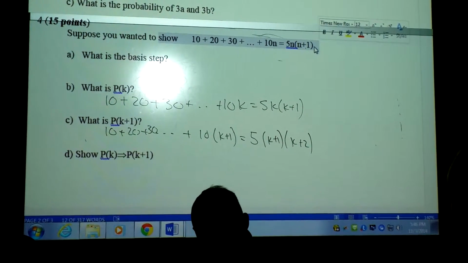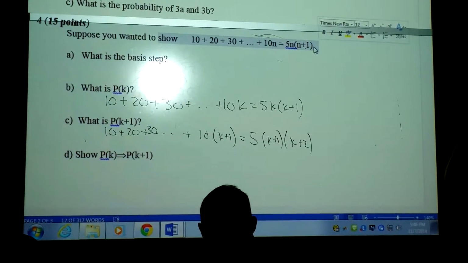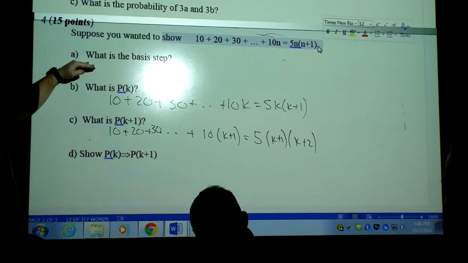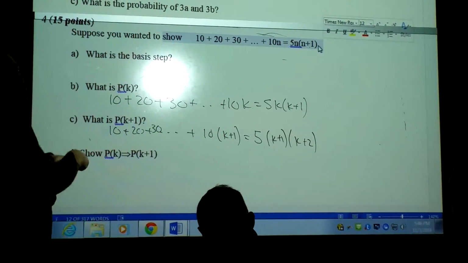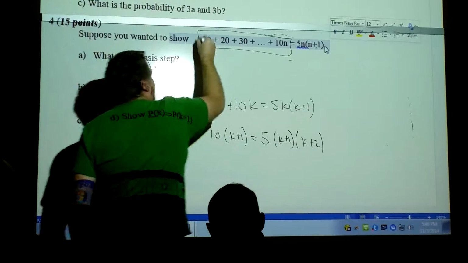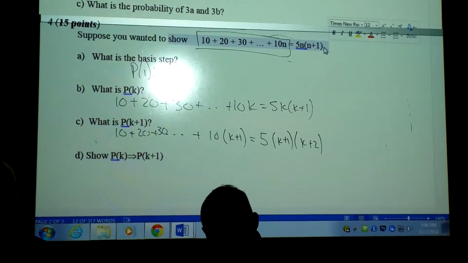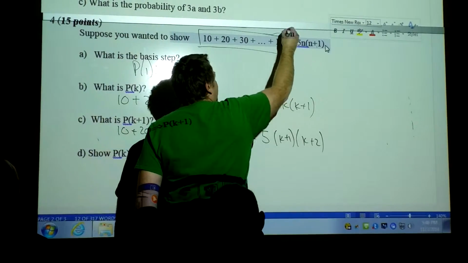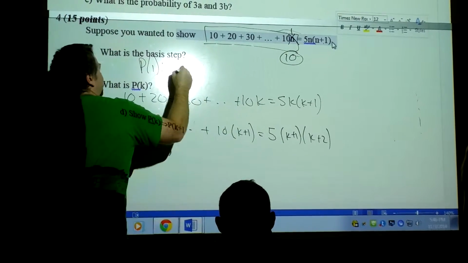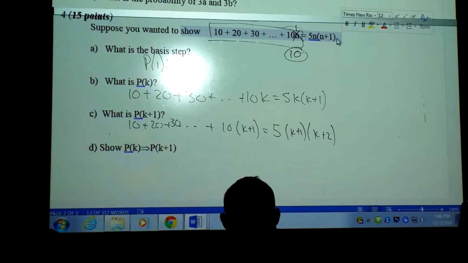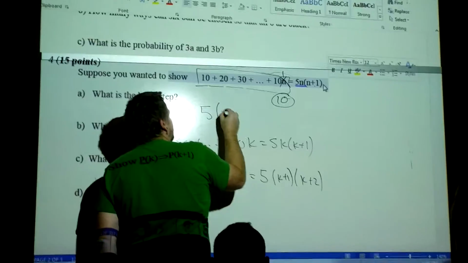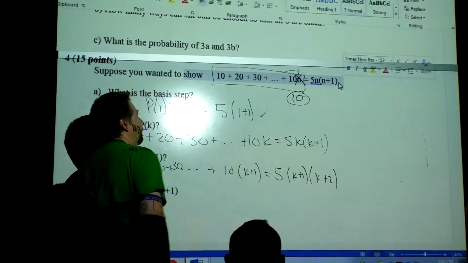Okay, so B and C, you should be able to get. You can sit down and write a program to do that for you. Plug those values in. The basis step is plug in n equals 1. So if you plug in n equals 1, what's this side going to be? 10. If you plug in a 1 there, that's a 10. So it's 10 plus 20 plus 30 plus up to 10, so that means you just stop at 10. We've had that conversation a couple times. And on this side, if you plug in 1, it's 5 times 1 plus 1, which is true.